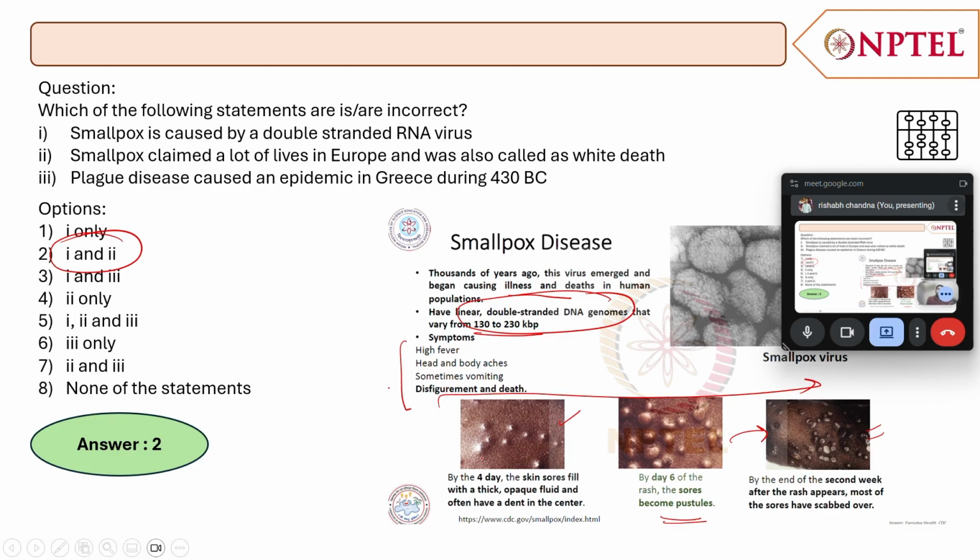Let's see the options. Smallpox is caused by a double-stranded RNA virus. No, this is wrong. It is a double-stranded DNA virus. Smallpox claimed a lot of lives in Europe and was called the White Death. No, the White Death was plague. The plague disease caused an epidemic in Greece during 430 BC. So yes, this is correct. So the first and second options are false or incorrect. So the correct option is second.